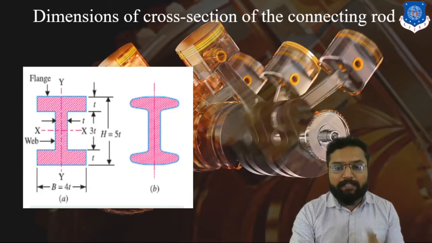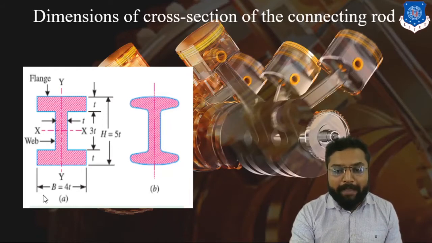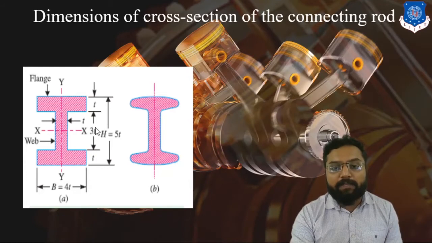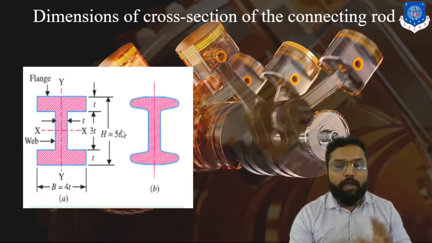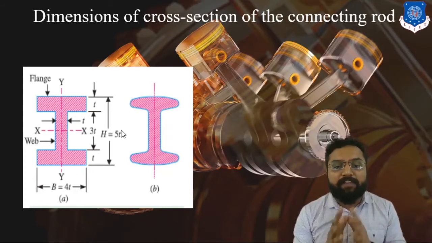Let's repeat once again. The overall height of this connecting rod is 5t. The overall base of this connecting rod cross section area is 4t. The height of the web is 3t, which is obtained by subtracting the thickness of the flanges, and the thickness of the web is also t. So you have a clear idea about the dimensions which we have considered.